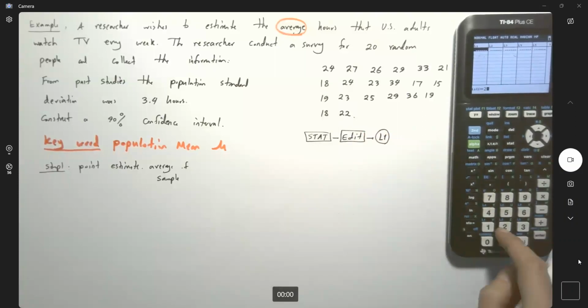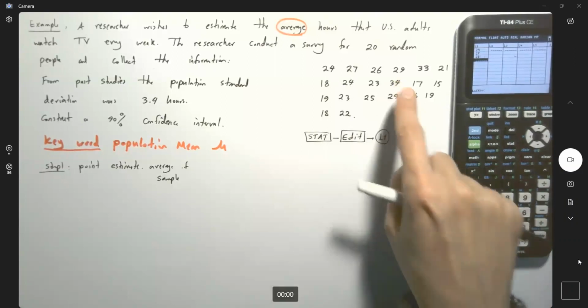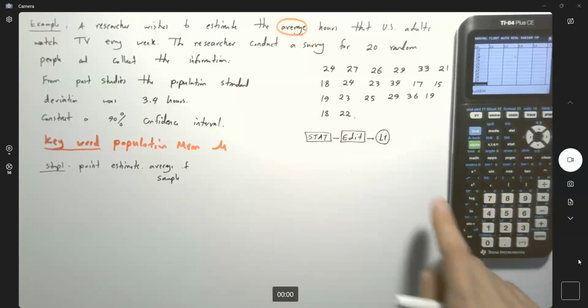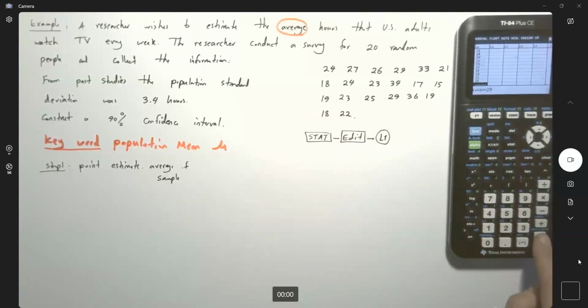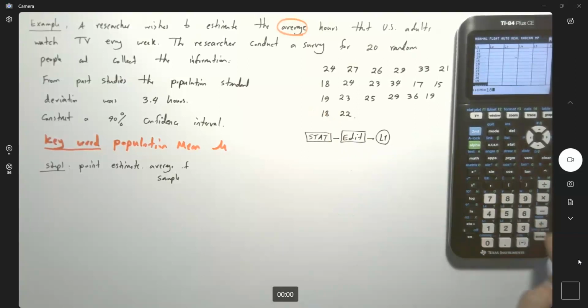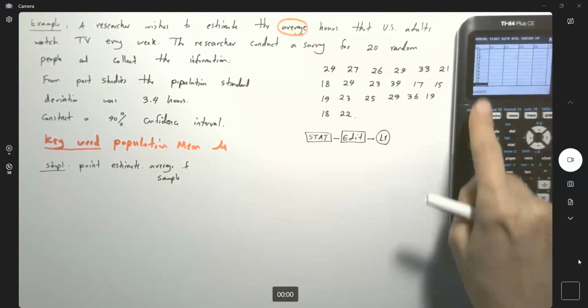So I went to Stat and then Edit to enter all of these data in, for example, L1. I have 24, enter. I have 27, enter. I have 26, enter. 29, 33, 21, 18, 24, 23, 34, 17, 15, 19, 23, 25, 29, 36, 19, 18, and 22. So I entered everything in L1.